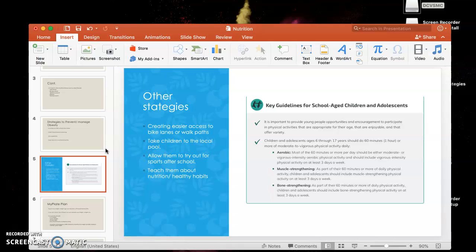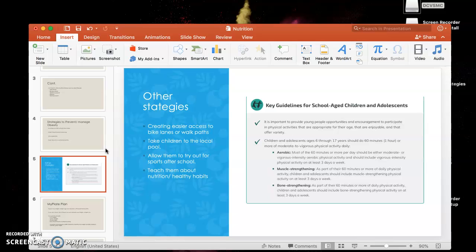Also teach them about nutrition. Every once in a while, teach them, you know, eat more fruits, eat more apples, drink plenty of water before practice or something. It's always nice to throw in those extra facts just to make sure they're doing right.